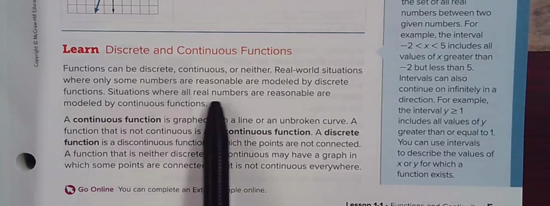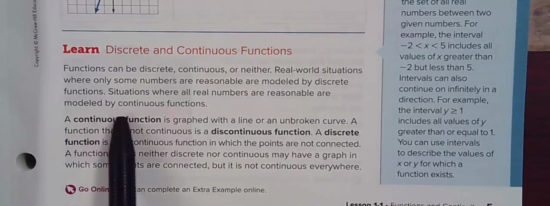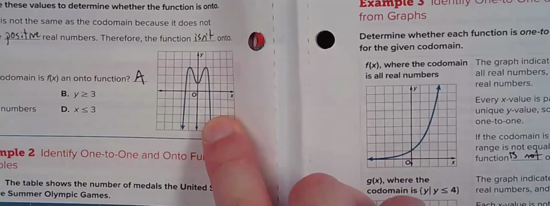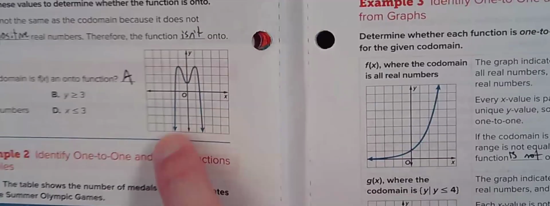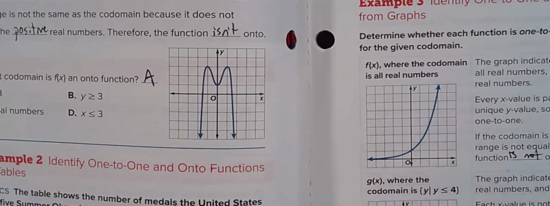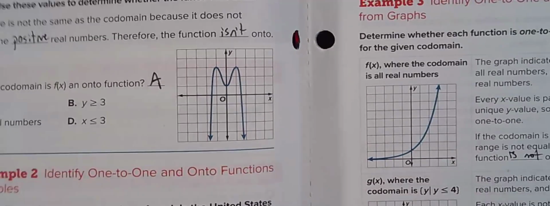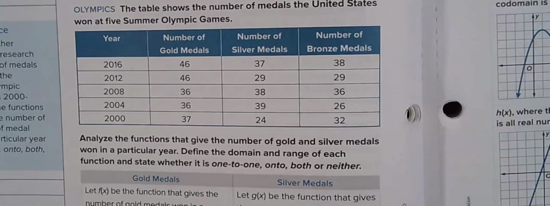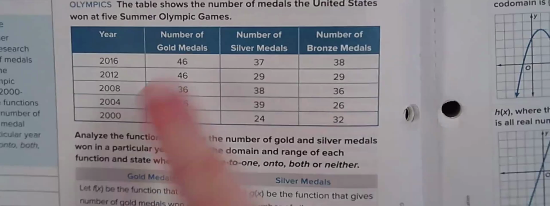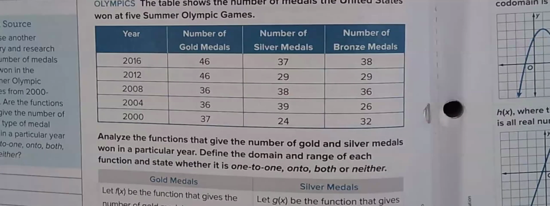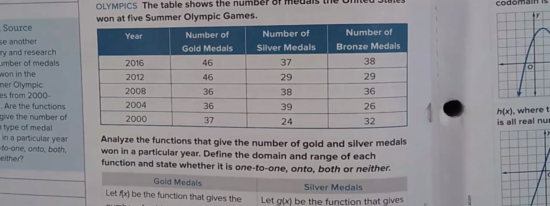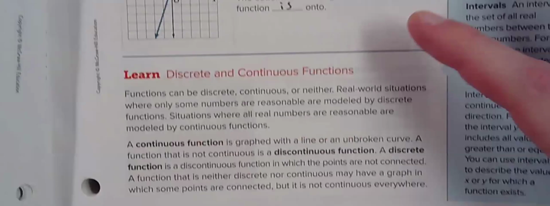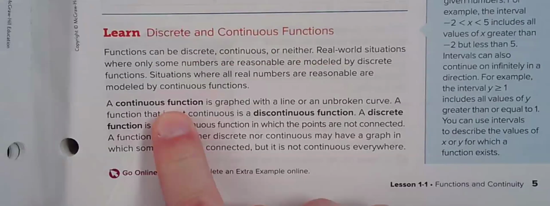Situations where all real numbers are reasonable are modeled by continuous functions. So, for example, this would be a continuous function from yesterday because everything's connected. It makes a curve or a line or whatever it is. That's a continuous function. And then the ones that we were talking about with the gold medals, or the medals from the Olympics, this would be a discrete function because those are individual points that you would put on a graph. You would not connect them if you made a graph. You would make a scatter plot. So that's going to be the difference between discrete versus continuous. So a continuous function is graphed with a line or an unbroken curve.